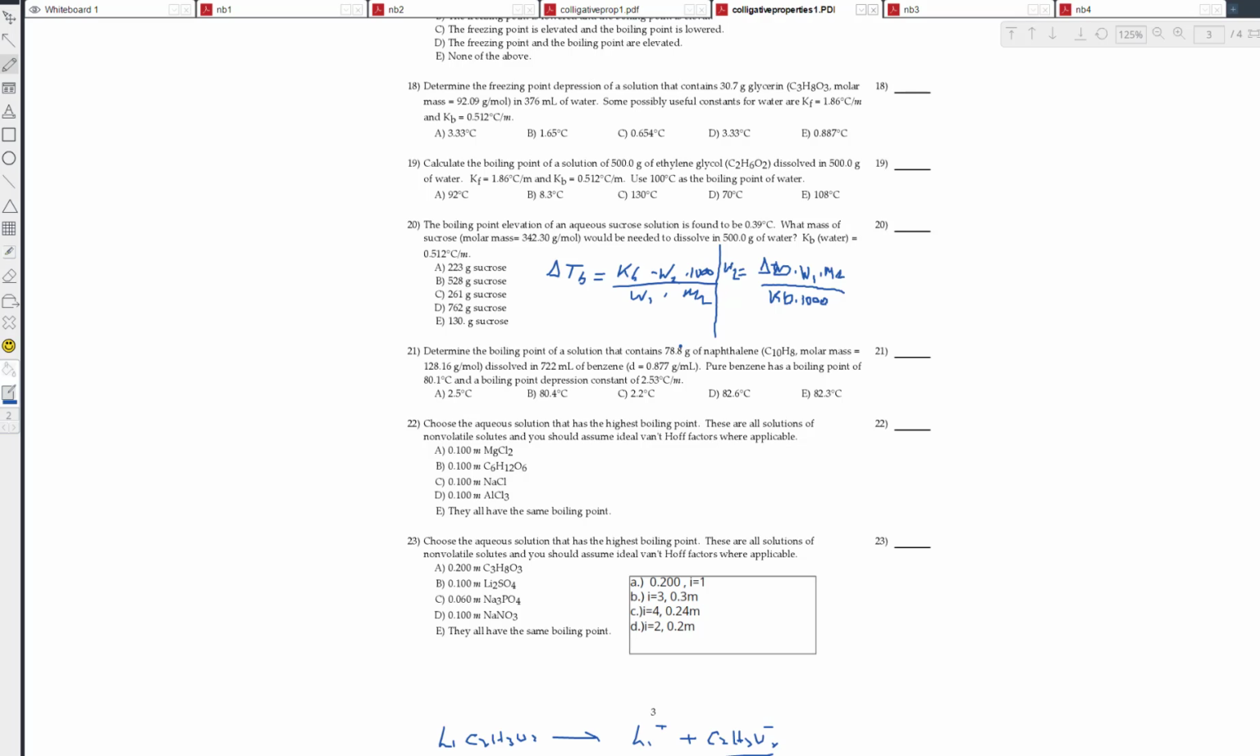Okay. So in my calculator, I'm just putting in delta TB. So that was 0.39 times W1, which is 500 grams, times the molar mass, 342.3, divided by KB, which is 0.512, divided by 1,000. And that equals 130 point, yeah, there we go, E. That's correct. It's clear? Yeah, it's very easy. That's a good type of question.